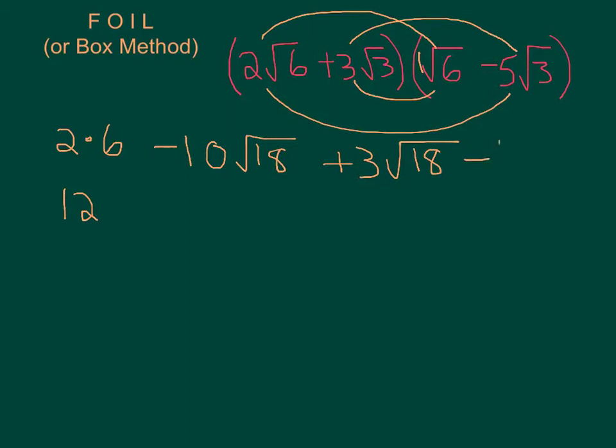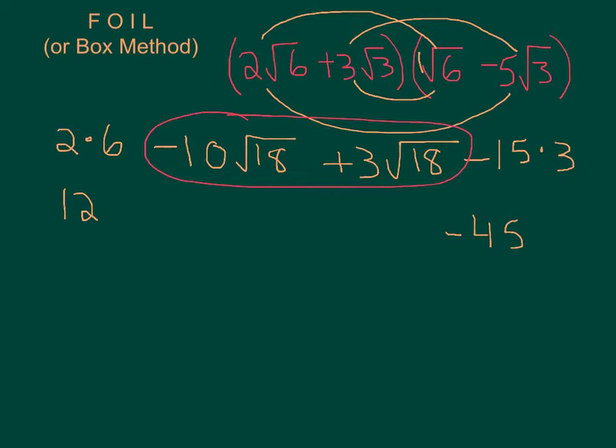3 times negative 5 is negative 15, and then the square root of 3 times the square root of 3 cancels out your square roots and leaves you with just 3, and negative 15 times 3 is negative 45. And now we have our middle terms that are alike, so we can combine them. Negative 10 plus 3 is negative 7 square root of 18.